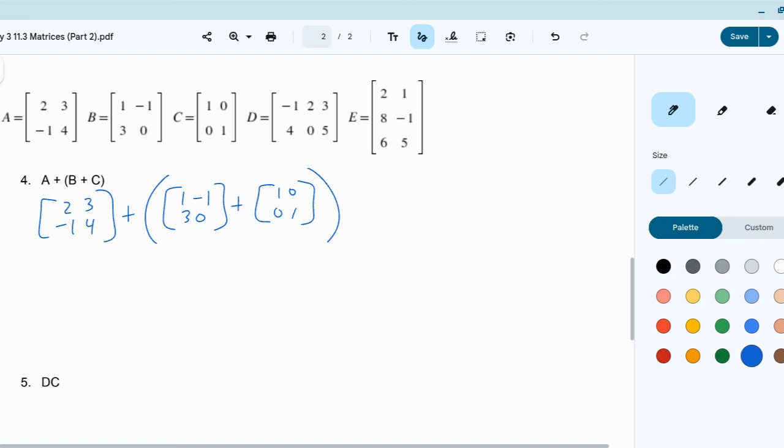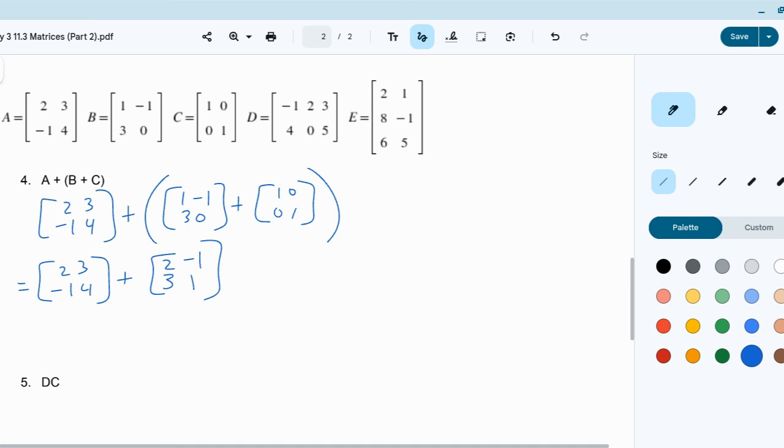But anyways, they're all 2 by 2, so I know that I can add them together as we go, but obviously order of operations tells me that I need to add the last 2 together first. So I'm going to match things up. So 1 and 1 in the top left corners become 2. First row, second column, -1 and 0 becomes -1. 3 plus 0 for the second row, first column gives me a 3. And then 0 plus 1 obviously gives me a 1 for that spot. So by adding those 2 together, I was able to come up with that.